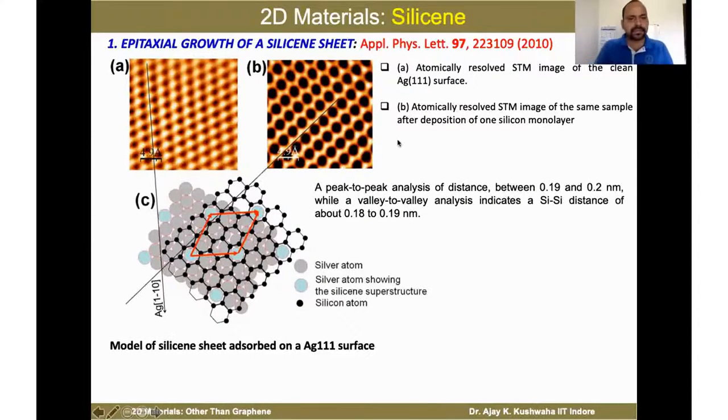And here the observation also shows there are some points where the silver atoms are covered with the 6 atoms of silicene. So at that time we call it a superstructure. So silver atoms showing the silicon superstructure, and a peak to peak analysis of distance between 0.1 nanometer and 0.2 nanometer, while a valley to valley analysis indicates silicon distance of about 0.18 to 0.1 nanometer.